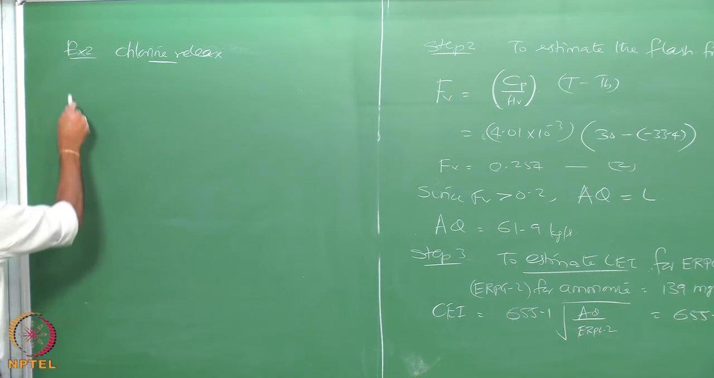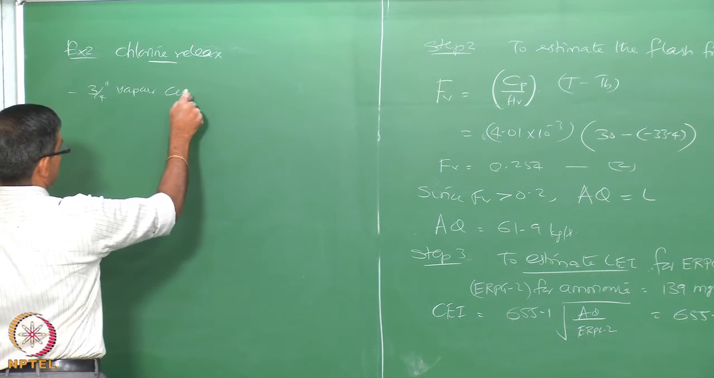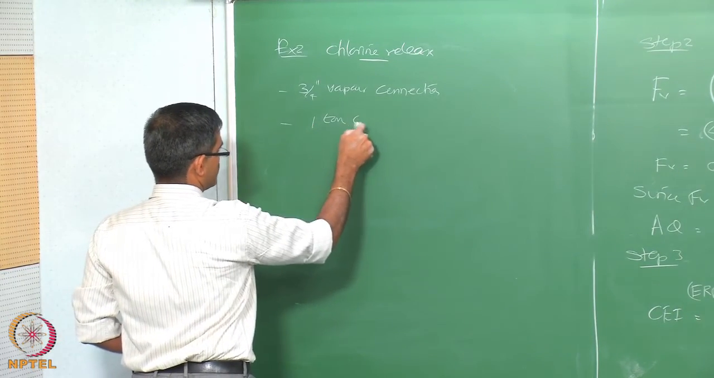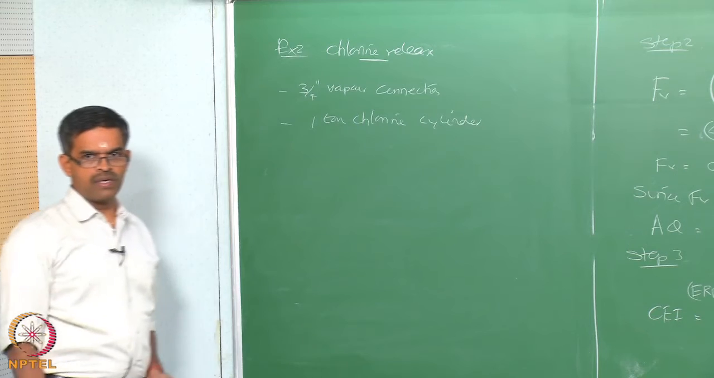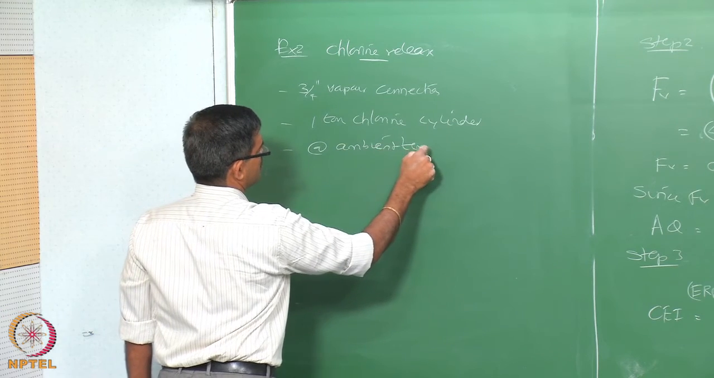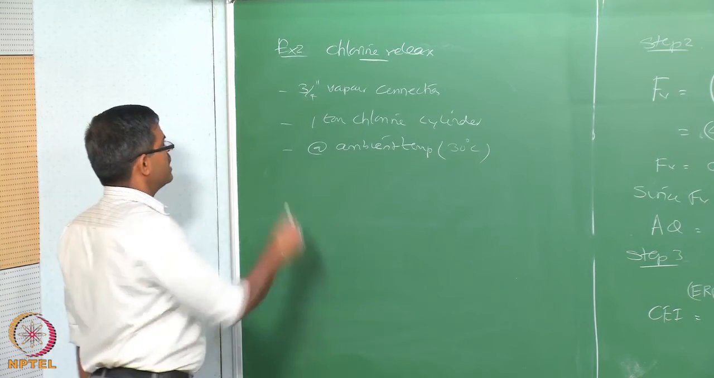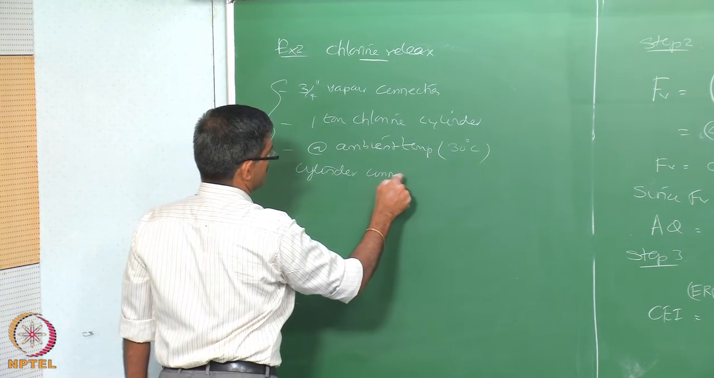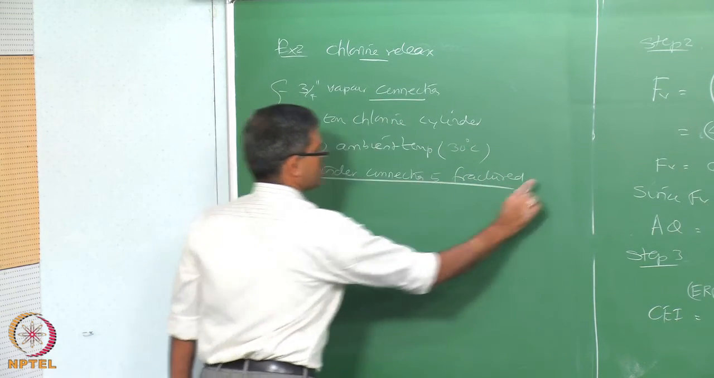Let us say a 3/4 inch vapor line is connected, a vapor connection, which is connected to a 1 ton chlorine cylinder stored at ambient temperature, about 30 degrees Celsius. Let us say this cylinder or cylinder connection is fractured. Okay, so the cylinder connection is fractured.